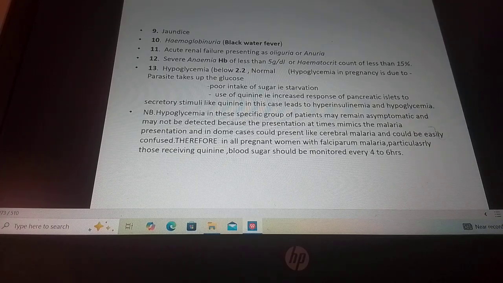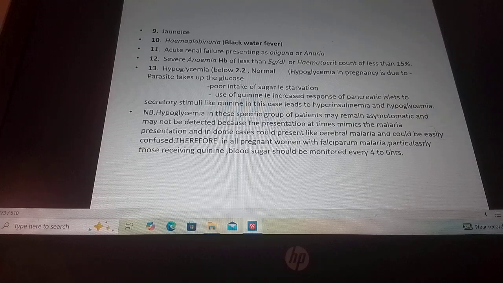hyperinsulinemia and thus hypoglycemia. So remember, hypoglycemia in this specific group of patients may remain asymptomatic and may not be easily detected, because the presentation at times will mimic the malaria presentation, and in some cases it could present like cerebral malaria and could easily be confused.